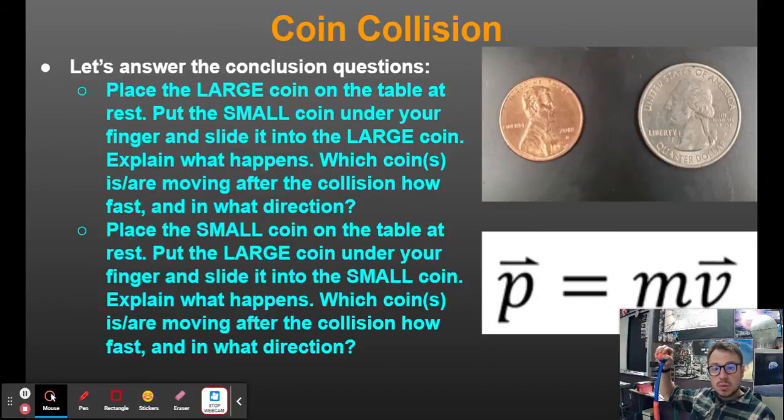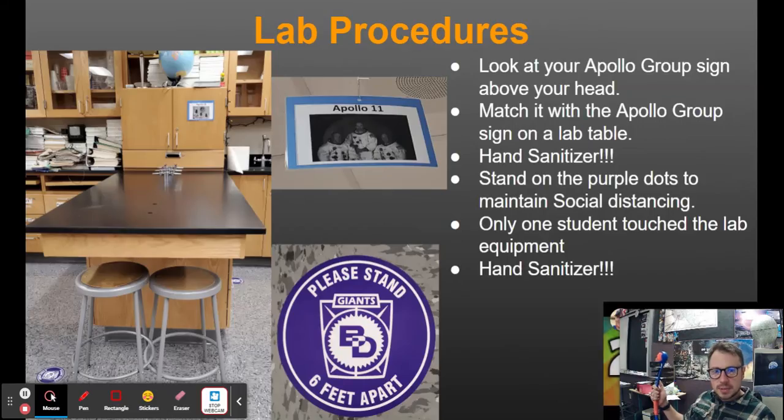And place the small coin on the table at rest. Put the large coin under your finger and slide it into the small coin. Explain what happens. Which coin is or are moving after the collision, how fast and what direction. So essentially, in one of them you're just sliding the small coin into the large coin, the next one you're sliding the large coin into the small coin, explaining what happens, right?